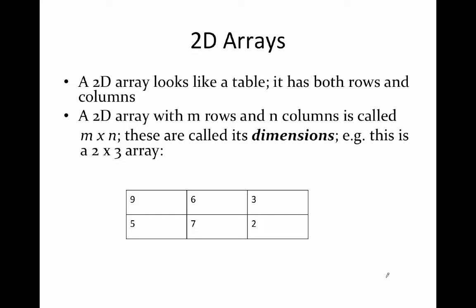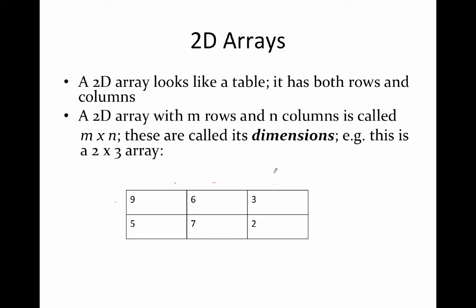A two-dimensional array looks like a table. It has both rows and columns. A two-dimensional array that has m rows and n columns is called an m by n array, and these are called its dimensions. So for example, this is a 2 by 3 array where we have 2 rows and 1, 2, 3 columns.